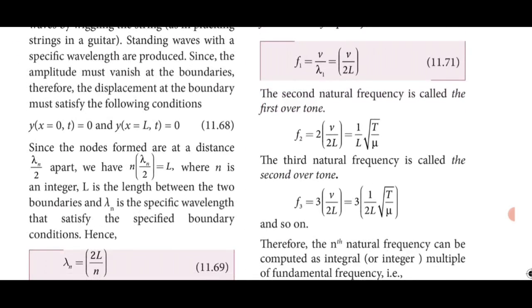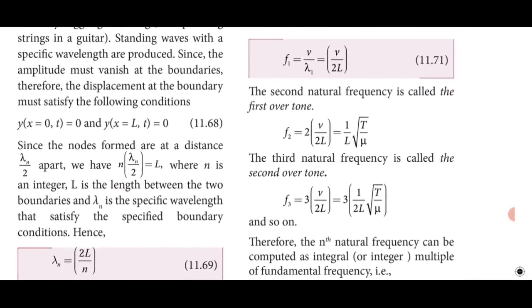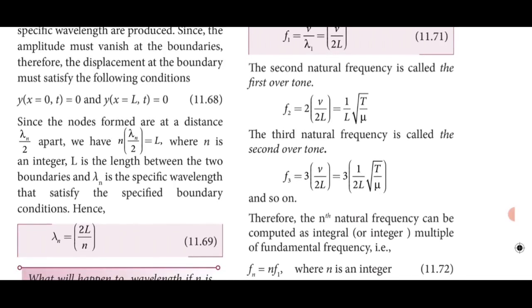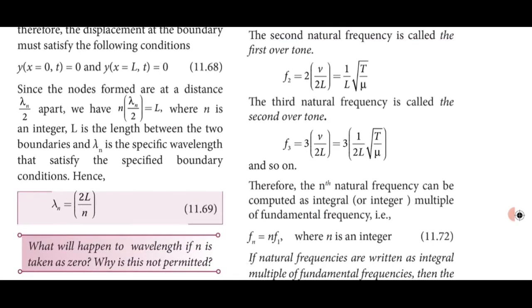Now we are going to substitute the different values of n. First, substituting n is equal to 1, we get F1 is equal to V by lambda 1, that is equal to V by 2L. And the second natural frequency is called the first overtone, and that will be F2 is equal to 2 into V by 2L, that is 1 by L into root of T by mu, where mu is the mass per unit length.